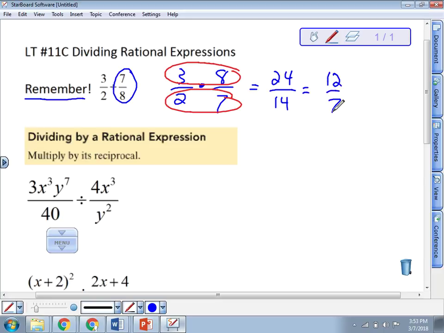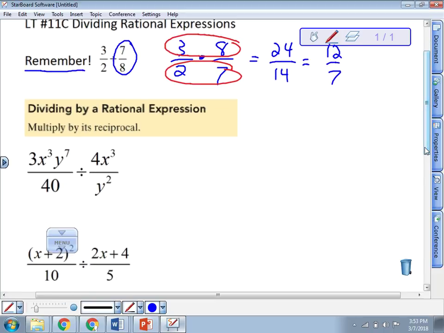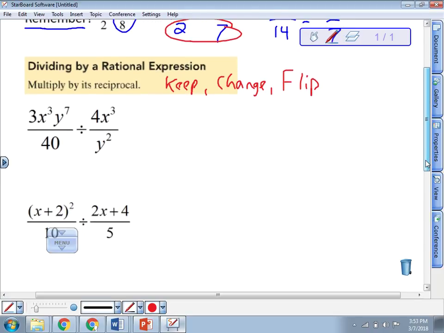Now let's take a look at rational expressions. And here's the note. It's really the same as multiplication. You're just dividing by its reciprocal. And here's the phrase that I'm going to use over and over: keep, change, and flip. That's what we're going to do for every problem. Keep, change, flip. So let's do some quick examples, and then that'll be it.